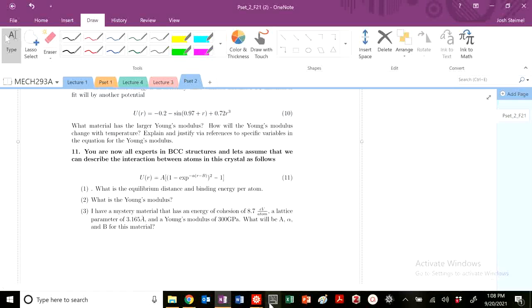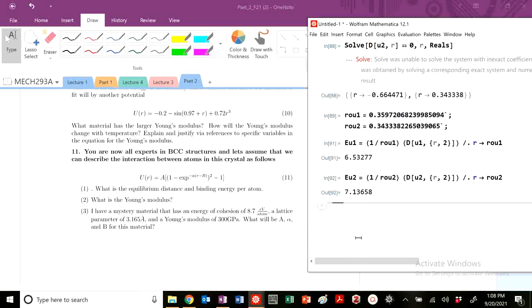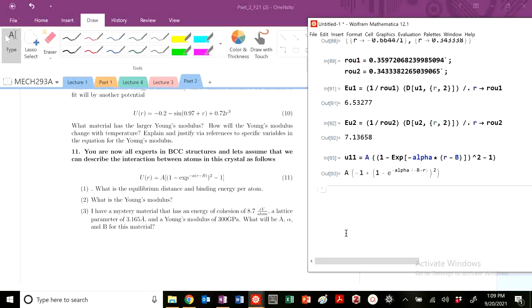So let's look at the following expression. I've got my U3, I'm going to call it U11, equals A times 1 minus exponential minus alpha times R minus B. I'm going to close it like this, close this, square it, and then minus 1. So now it looks pretty correct.